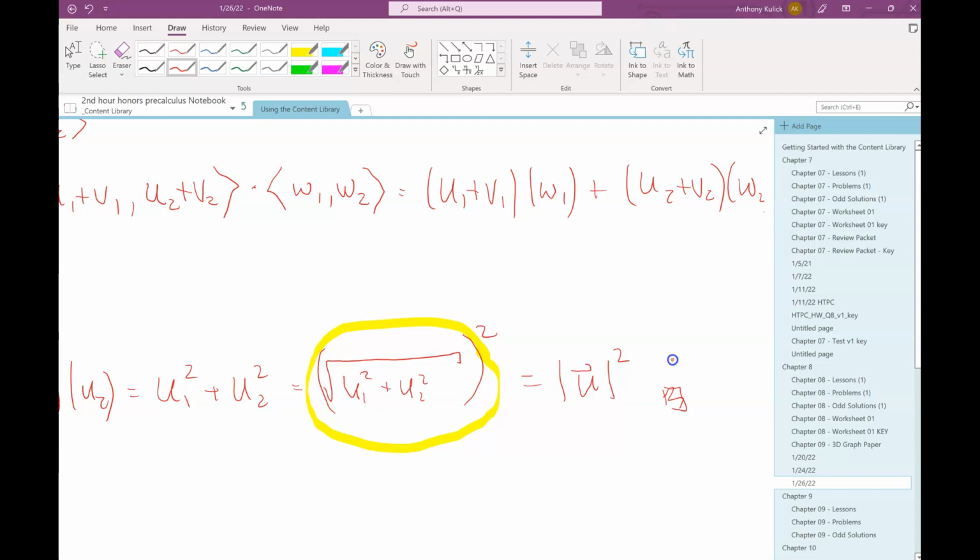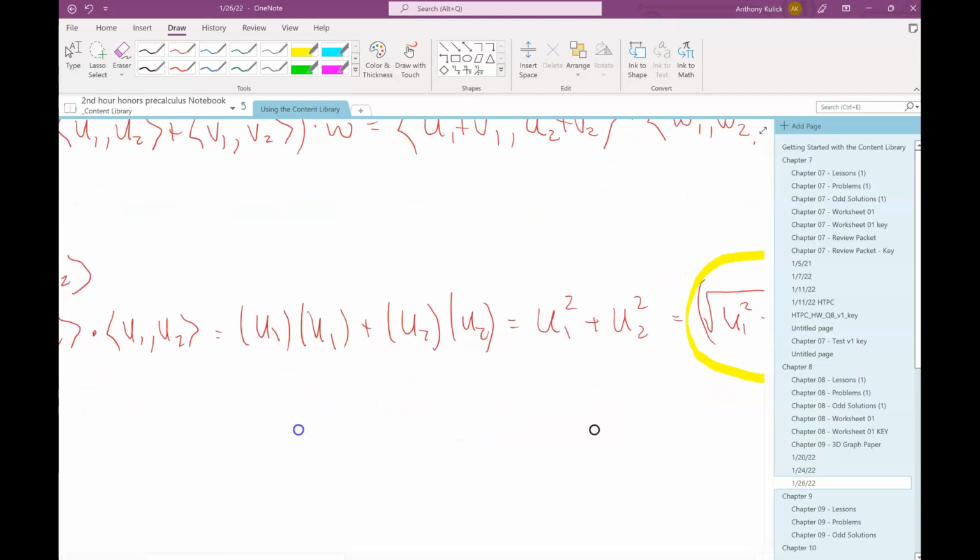Mm-hmm. Number 38. The same way you do 37. It's pretty on point, yeah, but I couldn't figure out either of them. So you're just using the angle between two vectors formulas.